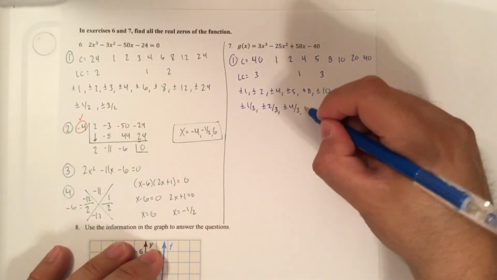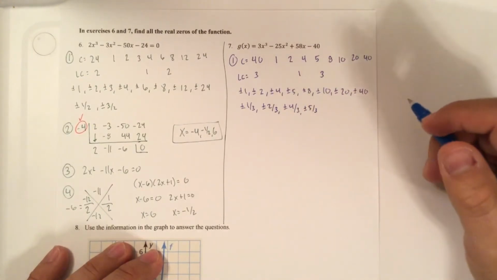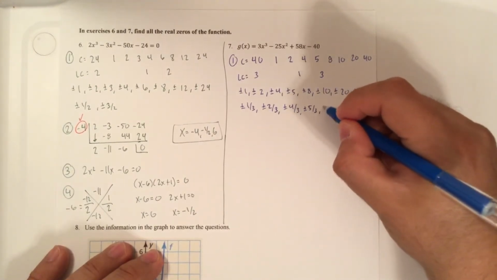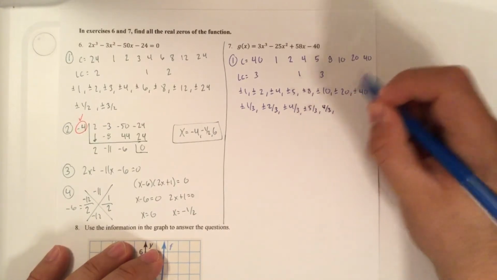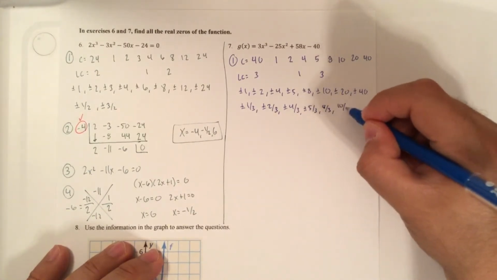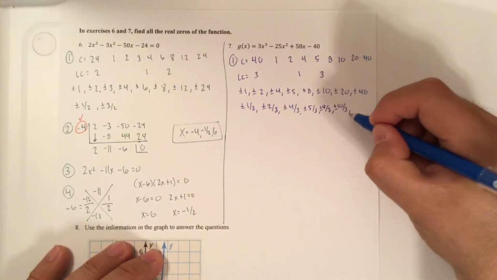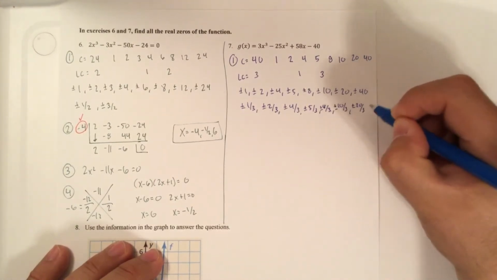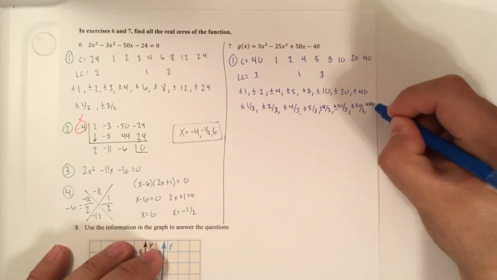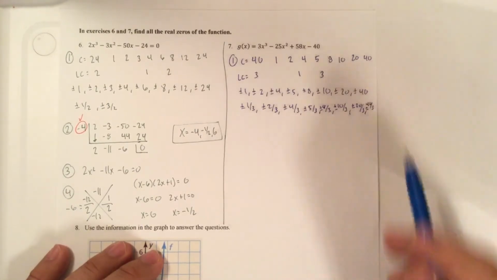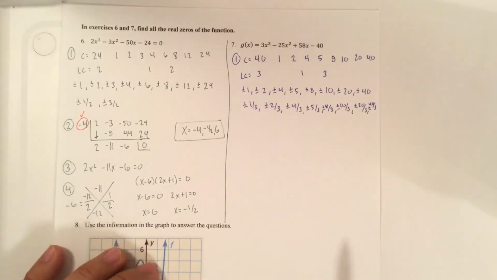5 divided by 3, again, not repeated. So now you can see this one has quite a few. 8 divided by 3 is 8/3. 10 divided by 3 is 10/3. Let's not forget the plus or minus. 20 divided by 3 is 20/3. And then 40 divided by 3 is 40/3. And don't forget your plus or minus. So you can see this one has a lot of possible solutions.